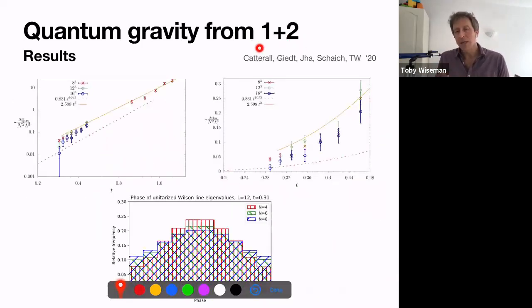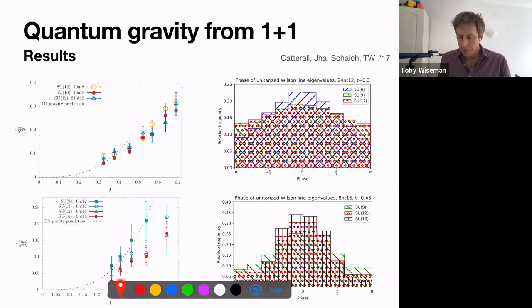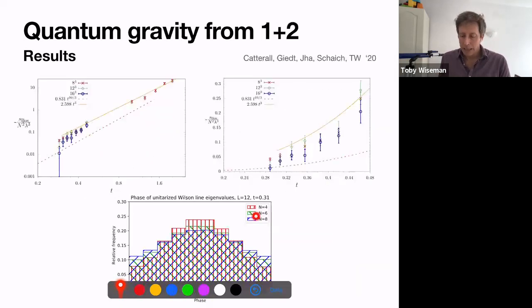And finally, most recently in 1+2, we've also tried to extend these ideas. And we have some data now, which has pretty big error bars. 1+2 is very challenging. We could only get up to N of 8. Over here, we were able to get up to N of 16 in 1+1 using David and Raghav's very hard work and nice code. But here, only N equals 8. But nonetheless, we have some consistency with the thermodynamics of D1 brane, sorry, D2 brane thermodynamics in the appropriate regime.